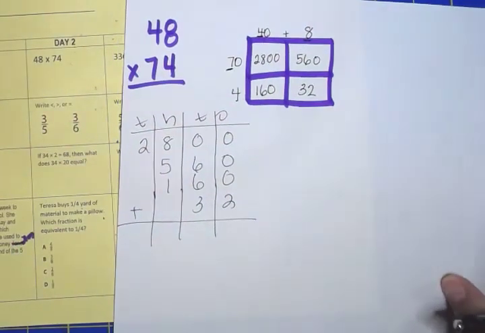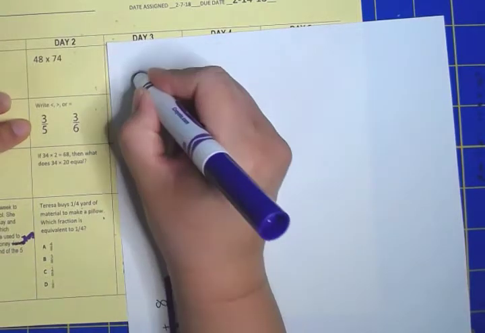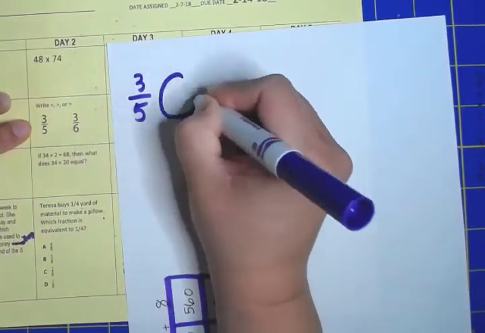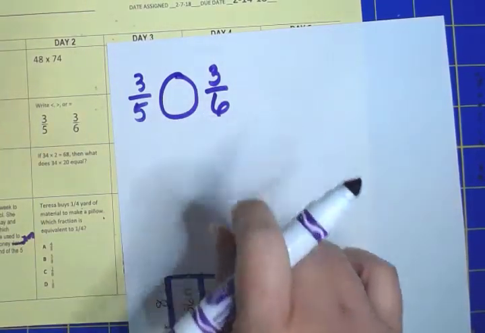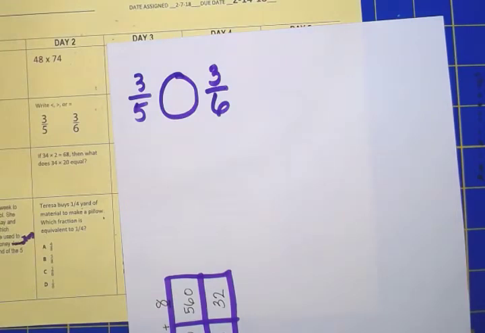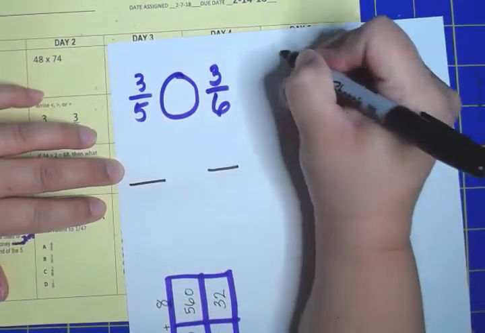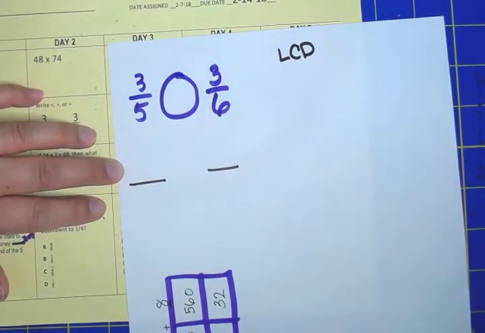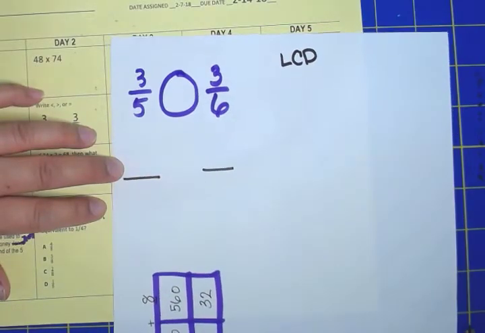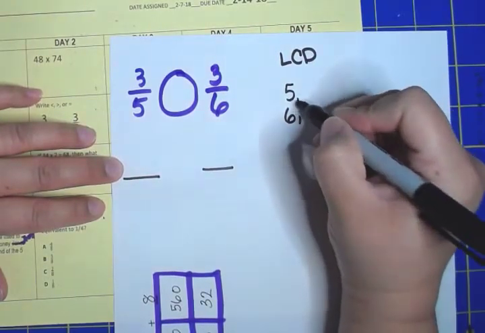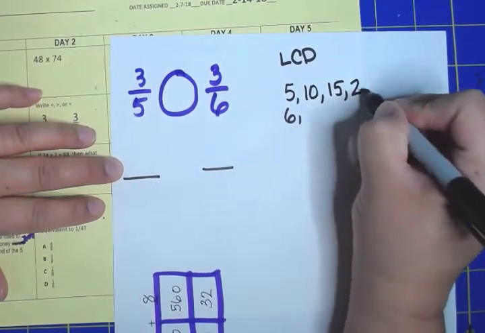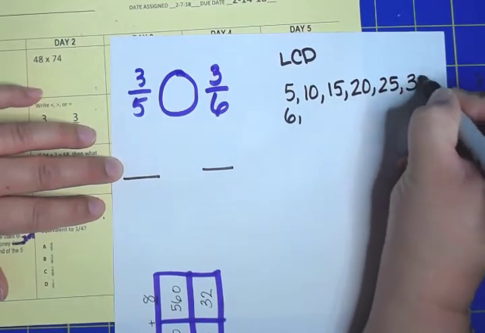Let's look at the second problem for day 2. 3/5. I want you to compare it to 3/6. Again, your denominators are not the same, so you have to find the lowest common denominator so that you can compare your fractions. So you've got 5 and 6. Let's write the multiples of 5. 5, 10, 15, 20, 25, 30.